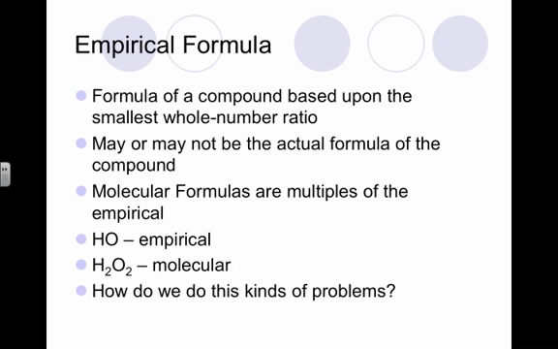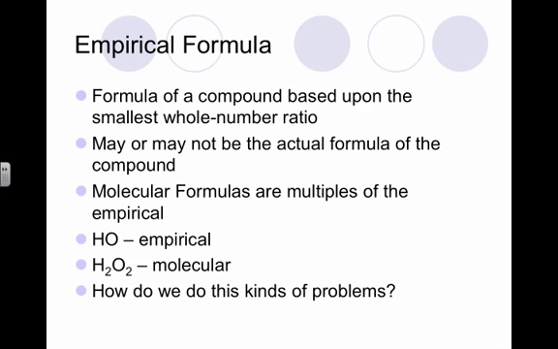Empirical formula is the smallest whole number ratio for a compound. This may or may not be the actual formula of the compound. And this is something Dalton did back in his time. Despite not having any idea of what moles were, he was able to find ratios that he was able to make empirical formulas for. Molecular formulas are very similar to empirical formulas, but they're always multiples of the empirical formula.